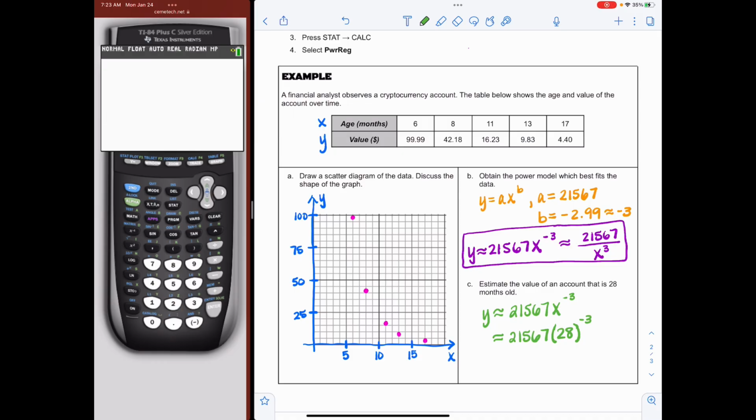And when I type that in the calculator, I end up getting that the value of the account at that point is approximately 98 cents. That is the value of the account.